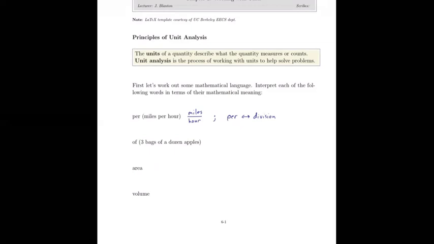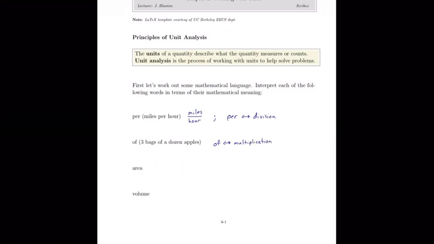As in 3 bags of a dozen apples. If we were to calculate the total number of apples and we had 3 bags of a dozen apples, we'd realize that's 3 times 1 dozen, and 3 times 12 is 36, right? So this word of will connect with multiplication, or times, right?